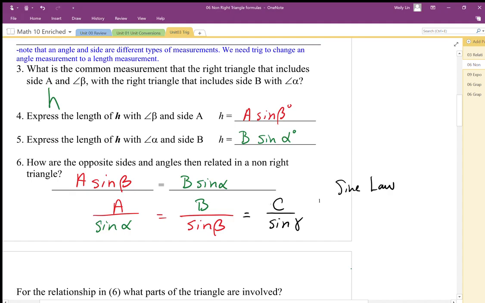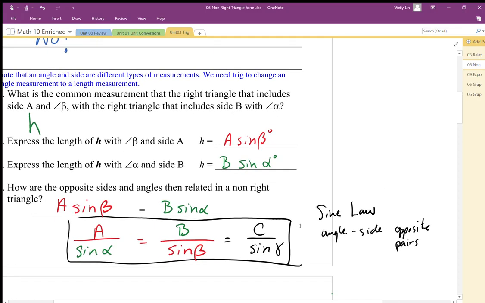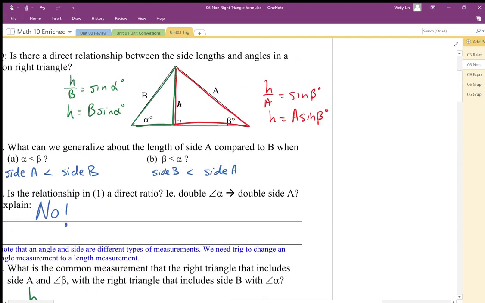This ratio works when we have angle and side opposite pairs. This is something called the Sine Law, and now, instead of splitting this up into two right triangles, I can just use the actual triangle. If I connect the angle with the opposite side, I can make a ratio with these two parts, and I can make an equivalent ratio with these two parts, and I can solve for any unknown parts that I have.